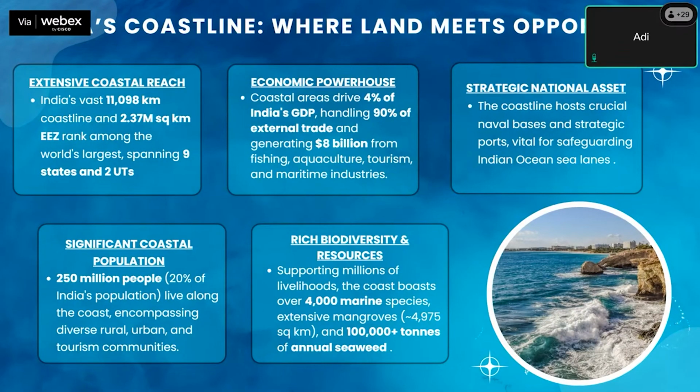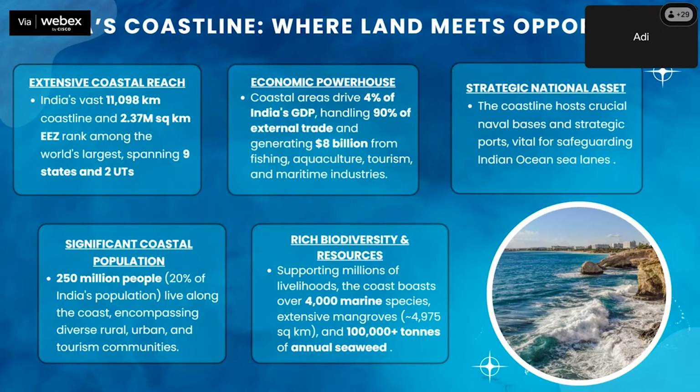where land meets opportunity. India has an extensive coastline which extends for about 11,098 kilometers and ranks among the world's largest, spanning over 9 states and 2 union territories. The coastal areas drive about 4% of India's GDP, handling about 90% of external trade and generating about 8 billion from the fishing, aquaculture, and tourism sector. The coastline hosts crucial naval bases and strategic ports, vital for safeguarding the Indian Ocean and sea lanes.